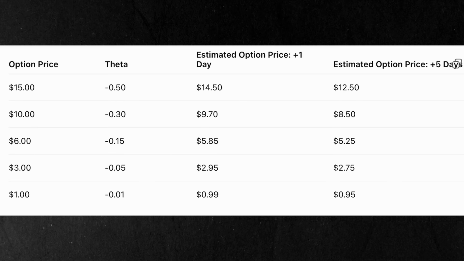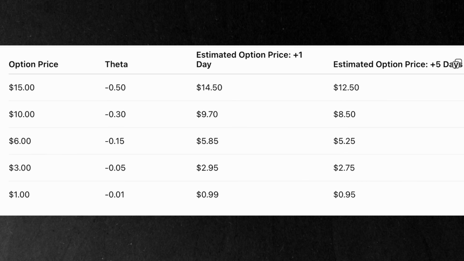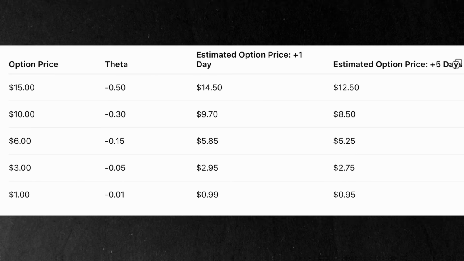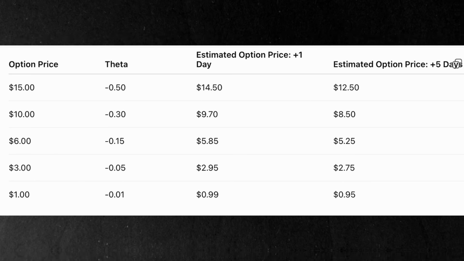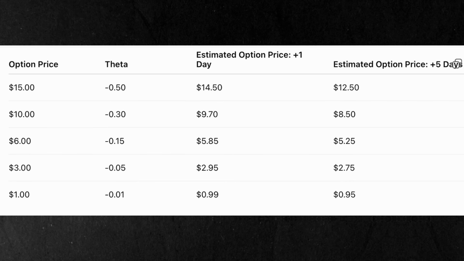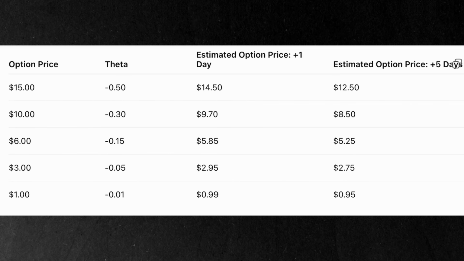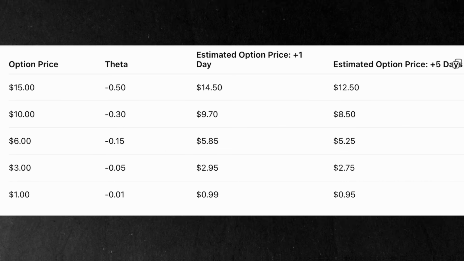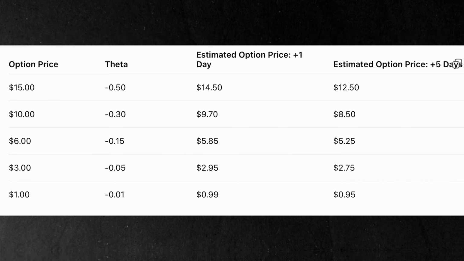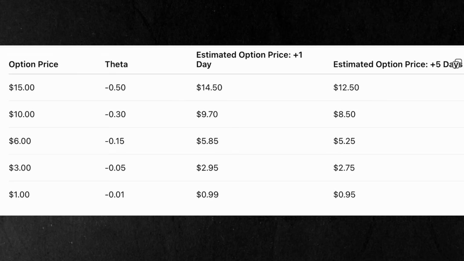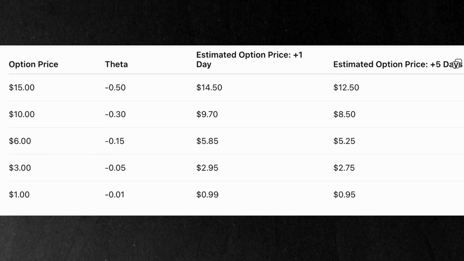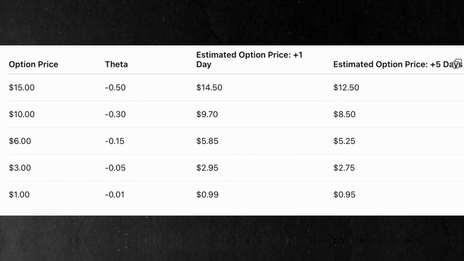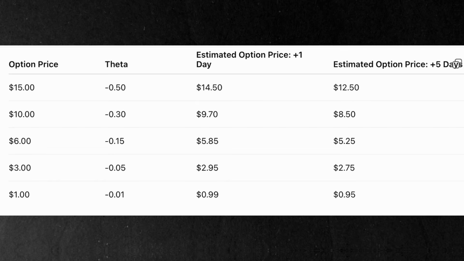And one thing I want to be clear about is it's not like literally after 24 hours that option goes from 15 and just falls by 50 cents to 14.50. It's a gradual decay, right? Every minute that goes by that the stock price isn't moving and the implied volatility isn't changing, the value of the option is going down and down, second by second, minute by minute. So it's not that every morning once the market opens, the option's price just drops by 50 cents.